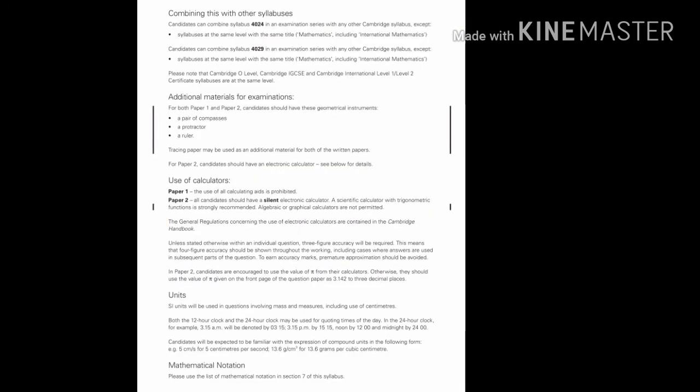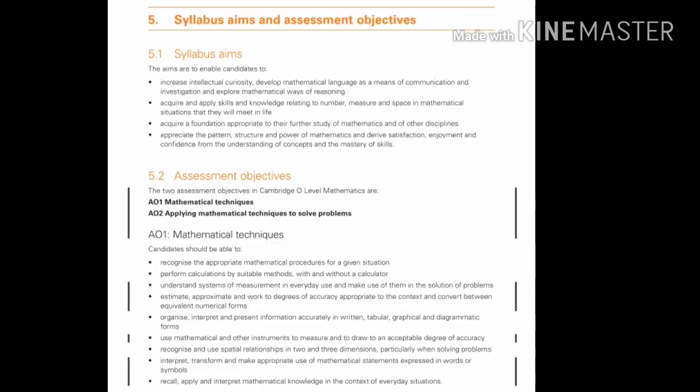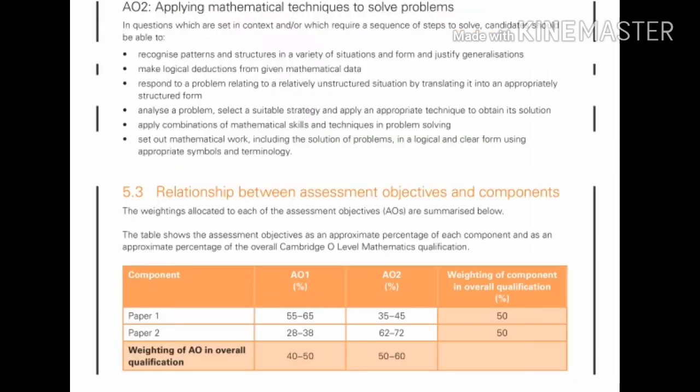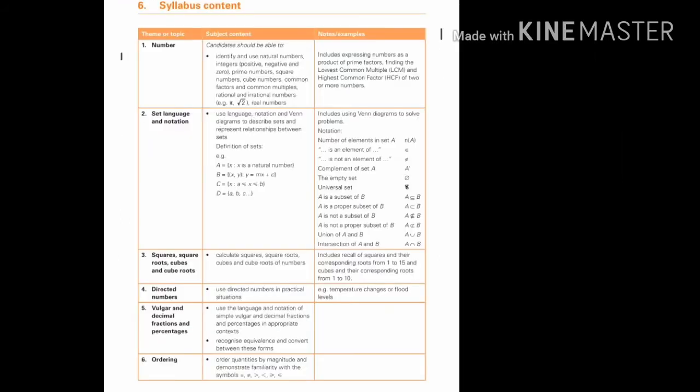Further on, in this document, you can see the assessment percentage and weightage, that is, the assessment objectives, AO1 and AO2, for both papers, paper 1 and paper 2. Now let us talk about the syllabus content descriptively.